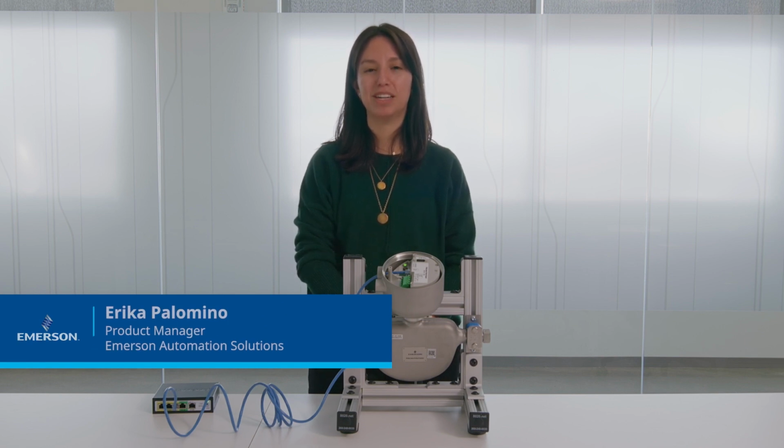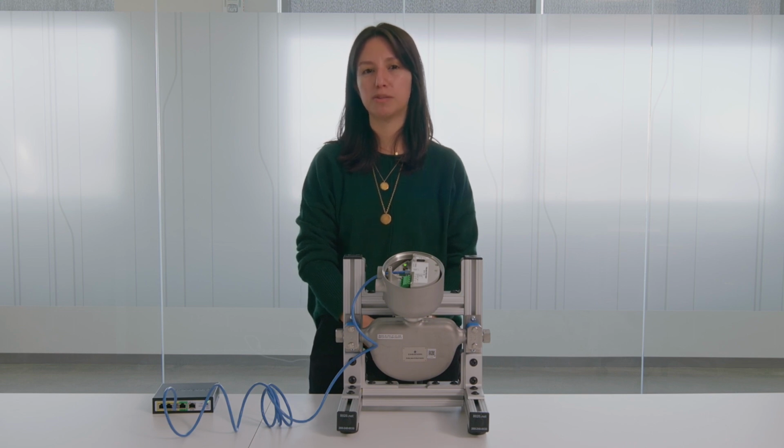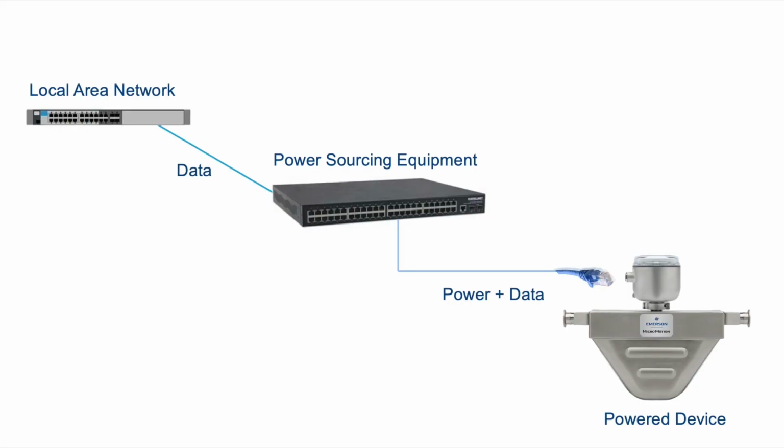In the next few minutes, I will give an overview on Power over Ethernet and how it works to power the Micromotion 1600 Coriolis transmitter. Power over Ethernet, or PoE, is a technology that passes electric power and data using an Ethernet cable from a power sourcing equipment, or PSE, to a power device, or PD, in this case the 1600 transmitter.